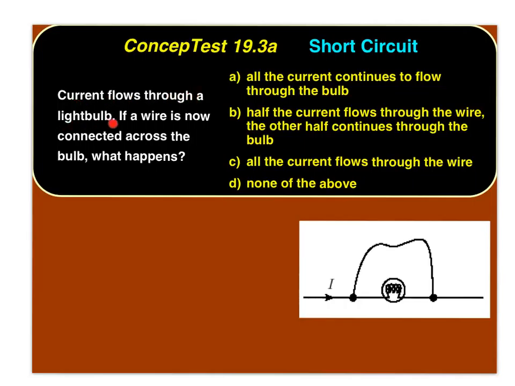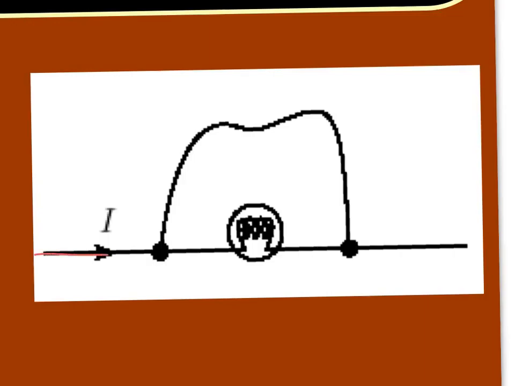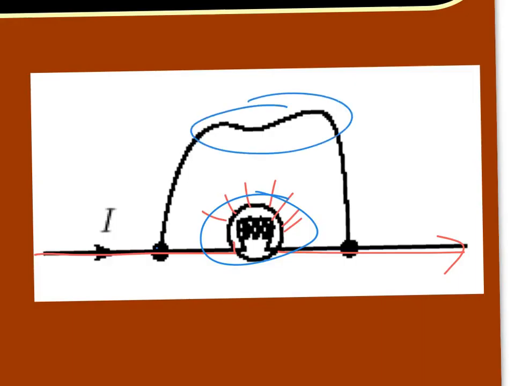Current flows through a light bulb. Alright, so here's current, here's our light bulb. If a wire is now connected, so pretend this wasn't here, and current's flowing through the light bulb, but if we connect this wire across the bulb, what happens? Previously the current was flowing through and lighting up the light bulb. So if we attach this wire, we have this in parallel, and the wire has very little resistance. So the super large majority, like all, of the current is going to pass through the wire.